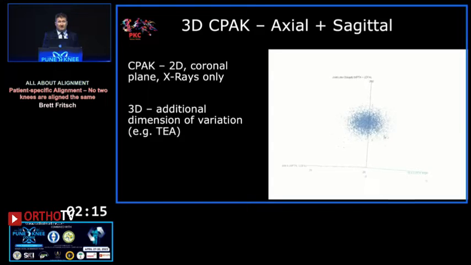The CPAC's only in 1 plane. It's a coronal alignment. The knee doesn't function in 1 plane. Let's look in the sagittal alignment. Let's look in the axial alignment. And the closer we look, the more variability we're going to see, not less.